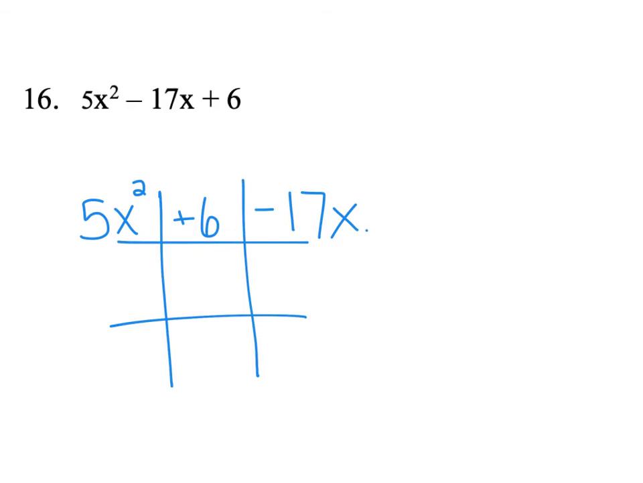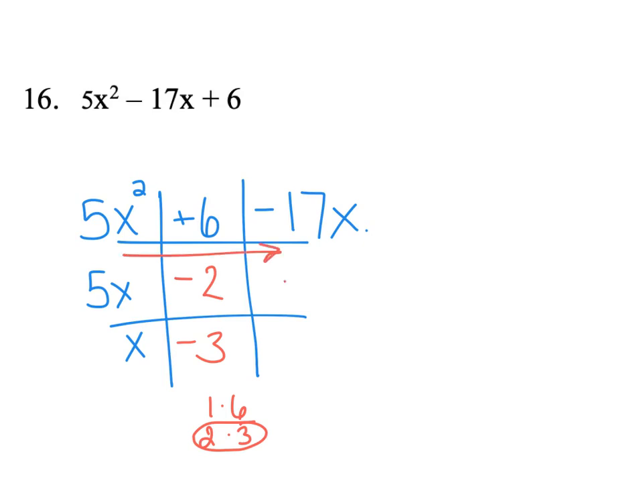For this next one, pause the video, try it on your own, and then check your answers. So I've set up my board. I'm using 5x times x gives me 5x squared. Factors of 6 are 2 and 3 and 1 and 6. I try the two that are closest to each other. So I'm going to try 2 and 3 because I have a positive here and a negative here. This tells me signs are the same. This tells me they're both negative. So I'm doing -2 times -3 gives me positive 6.